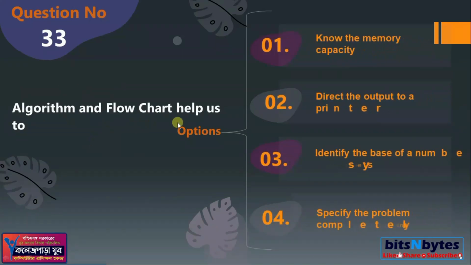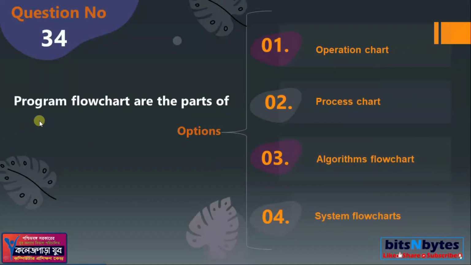Question 33. Algorithm and flowchart help us to: 1. Know the memory capacity, 2. Direct the output to a printer, 3. Identify the base of a number system, 4. Specify the problem completely and clearly. Answer: specify the problem completely and clearly.